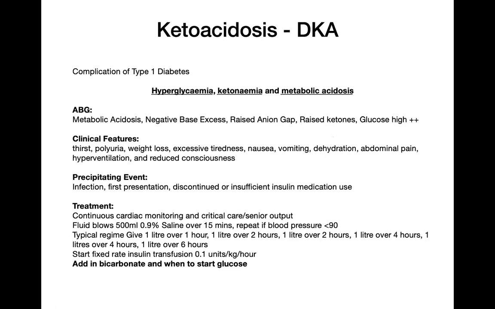They might have lost 6 litres. So we're going to need to be giving fluids more than just little boluses to get our blood pressure up. We need to be really rehydrating. And there's the classic 1 litre over 1 hour, then over 2 hours, and over 2 hours, and over 4 hours, over 4 hours. So it's easy to remember, but there'd always be treatment algorithms from your hospital as well. And starting your fixed rate insulin infusion at 0.1 units per kilogram per hour.